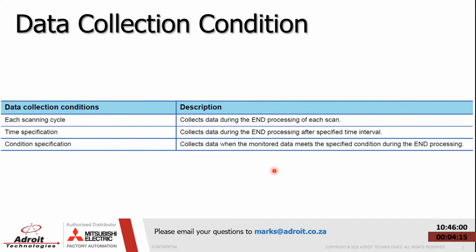So I spoke earlier about the data collecting condition. This is when it will actually collect the data for you. So each scanning cycle, so every time there's a scan through the PLC cycle, it will actually log this data for you onto the PLC, onto the logging configuration. Or you can do it under time specification.